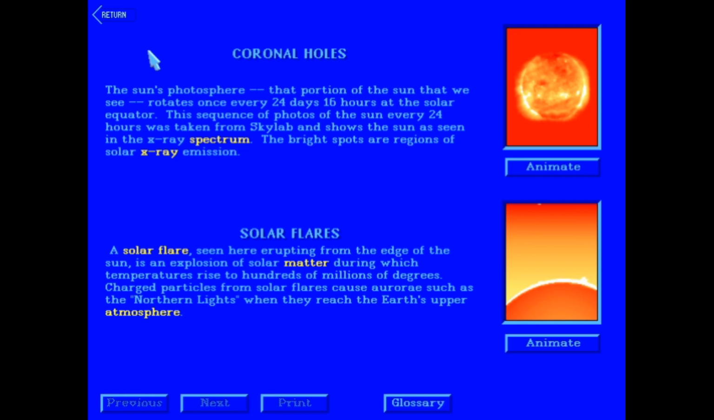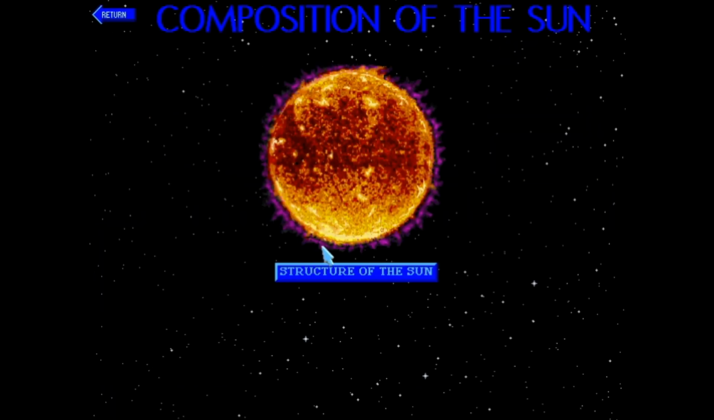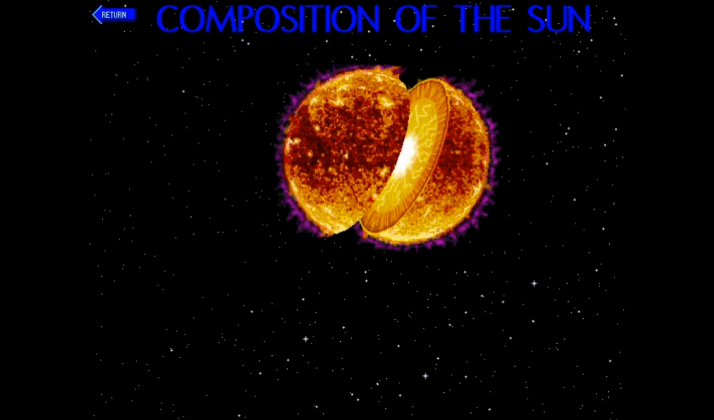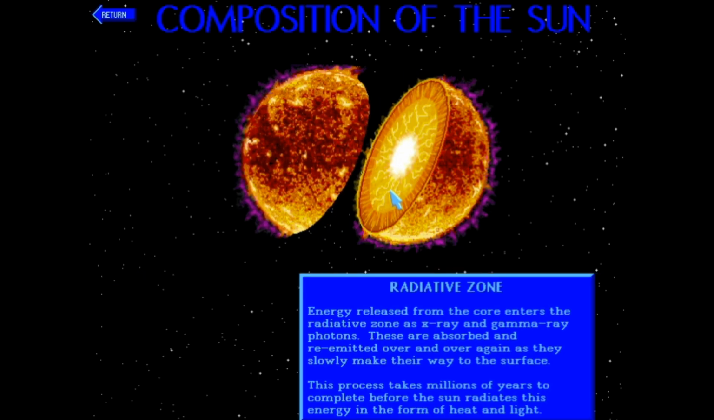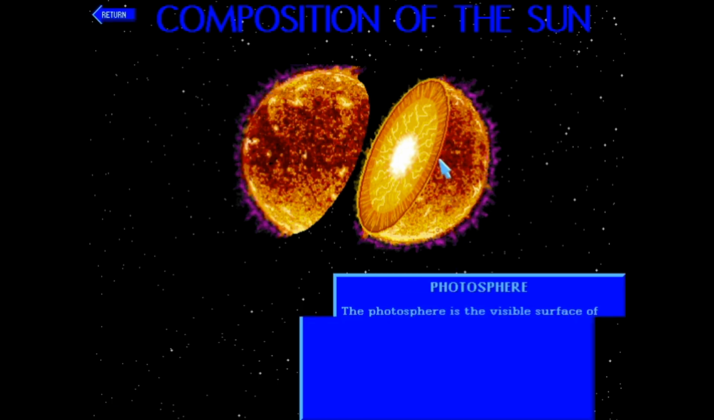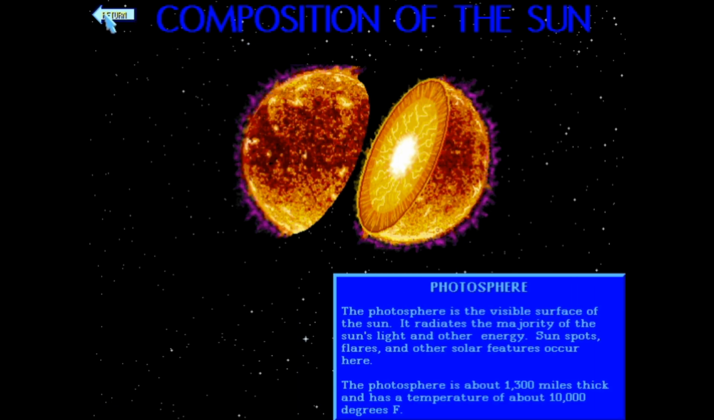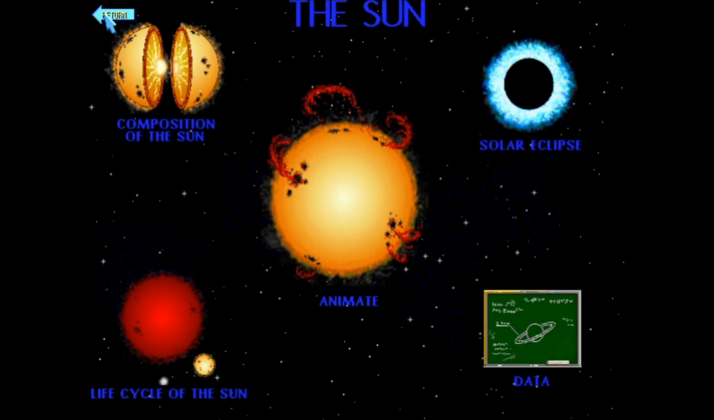Here we have a lot of information on the sun. And this is awesome. If you go to the composition of the sun, nice animation, you can find all the pieces of the sun, how they turn on each other, and you can investigate them. Again, for somebody who likes astronomy, even today, I'm pretty sure you would find this software quite useful.